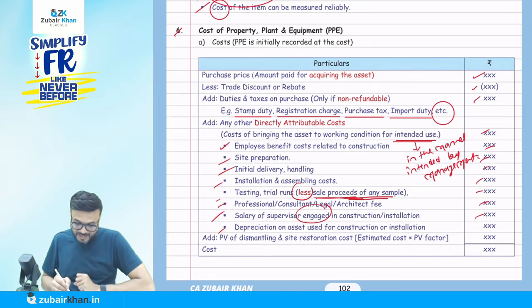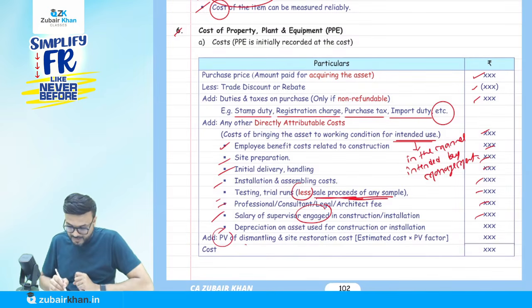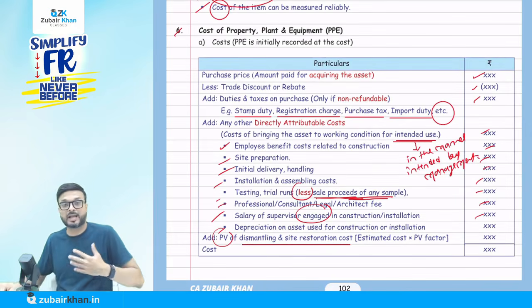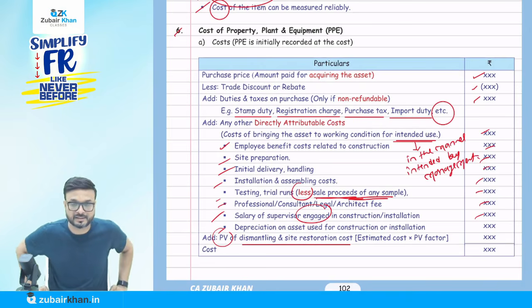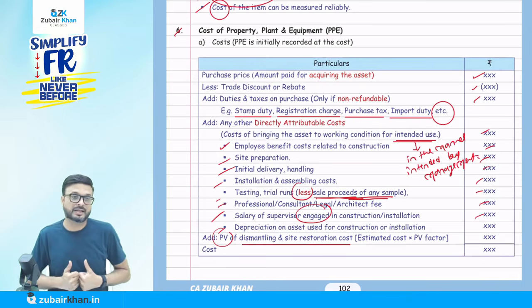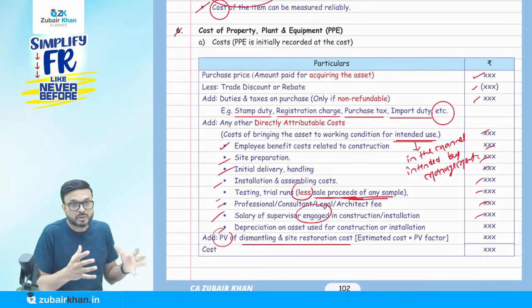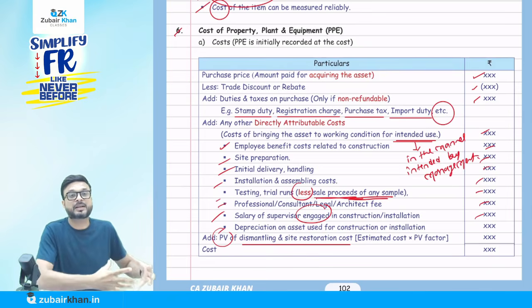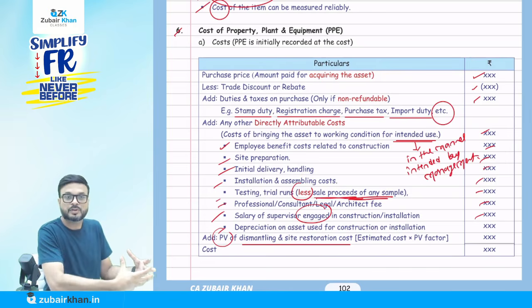Now the last one is the present value of the dismantling and site restoration cost. What might happen is that I am to use this particular machinery for 10 years, but, for example, the law says that I have to dismantle it and restore the site. So I have to dismantle that machinery after 10 years, suppose. So what is going to happen?